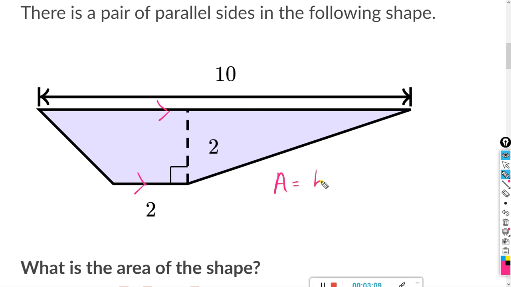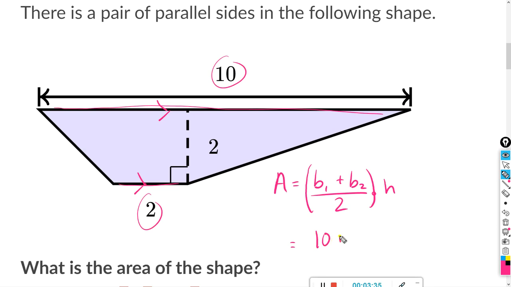So same formula. You add the two bases and divide by 2, and that gets multiplied times the height. Alright, the bases are the parallel sides. So this side right here is a 10, and this side right here is a 2. So we have 10 plus 2 divided by 2 times the height h.